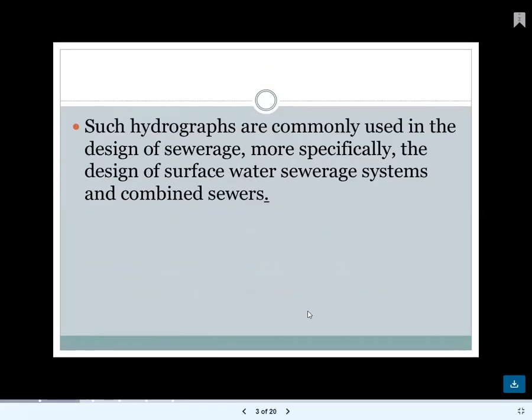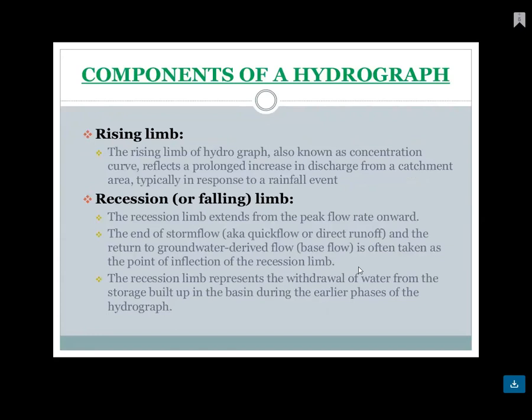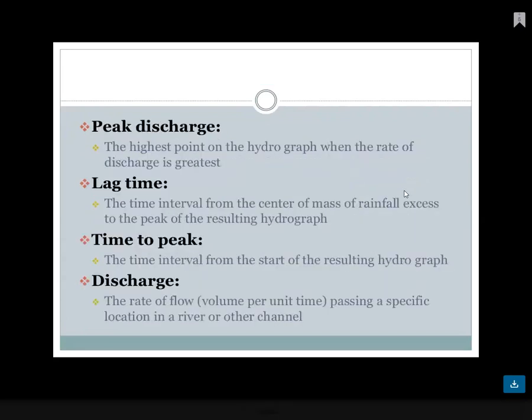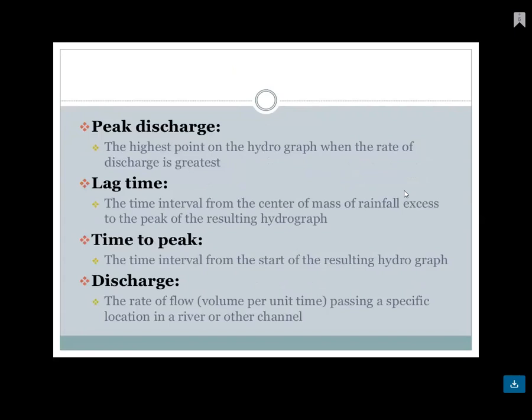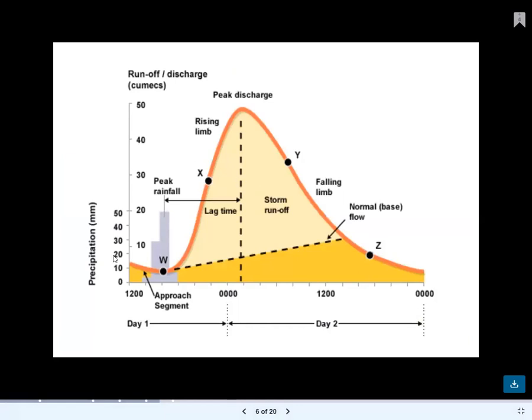Such hydrographs are commonly used in the design of sewerage, more specifically the design of surface water sewerage systems and combined sewers. There are some parts of the hydrograph, and those component parts are rising limb, recession, that is falling limb, peak discharge, lag time, time to peak discharge. So as shown in the figure, you can see in the figure, this is the hydrograph.